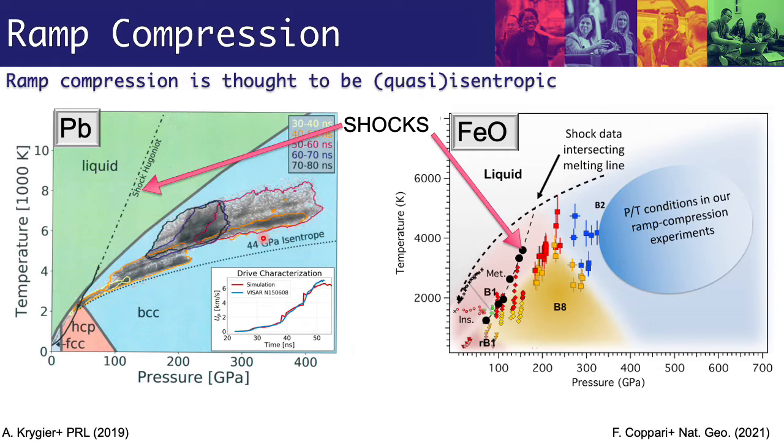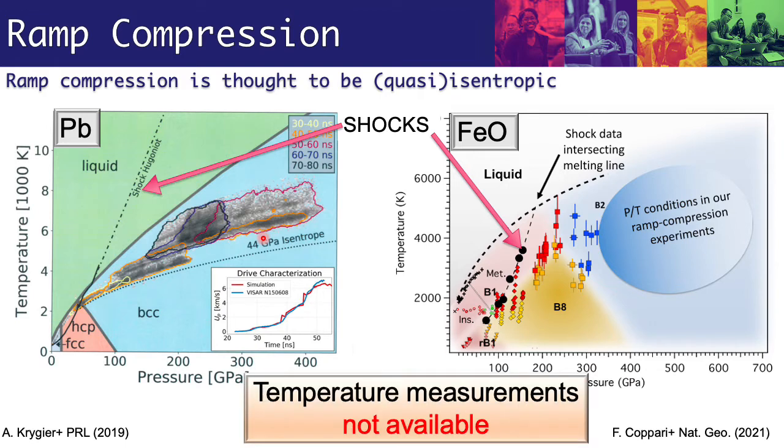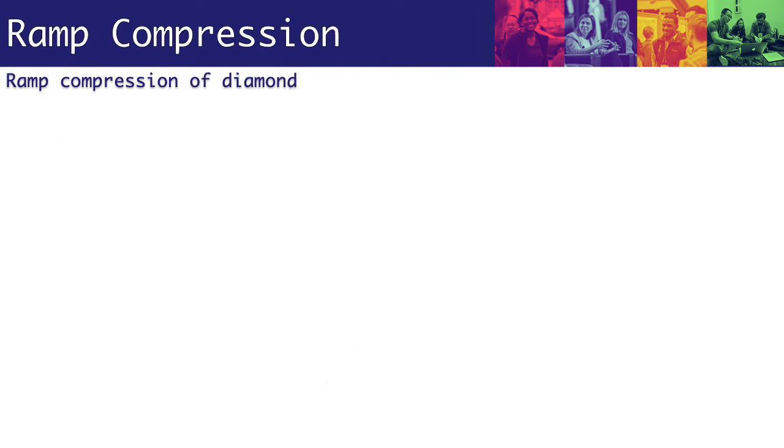But the problem with this is that there are currently no measurements of temperature in RAM compression experiments. There have been some estimates based on different models that only give a range of possible pressure-temperature conditions for these experiments, but there's no accurate theory that allows us to predict what the temperature is as the sample is RAM compressed.